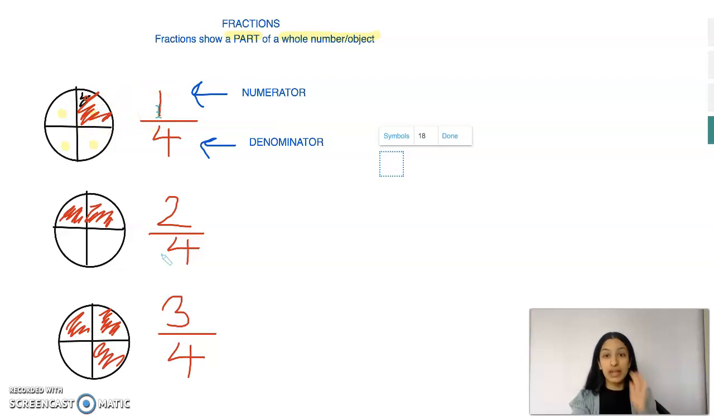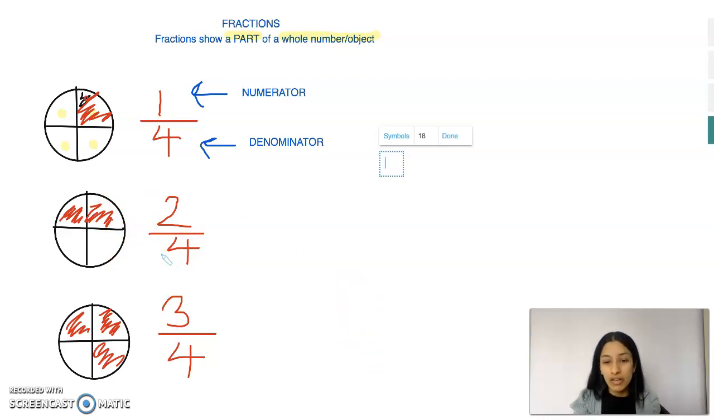And the denominator shows the number of parts that we have in total. So in this case, this circle has 4 total parts that are equal. So we write 4 at the bottom, and the denominator is 4. Same goes for this example as well. We have 2 parts shaded in, so that would be the numerator, and we have 4 equal parts in total, so the denominator is 4.